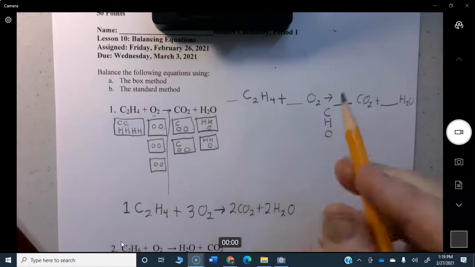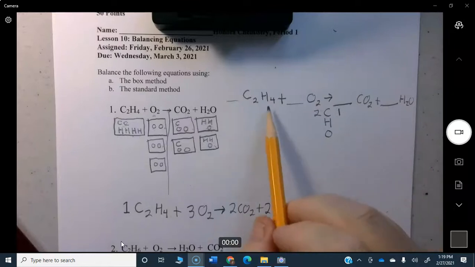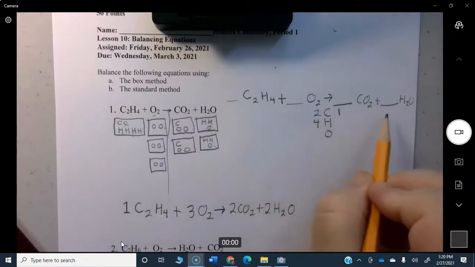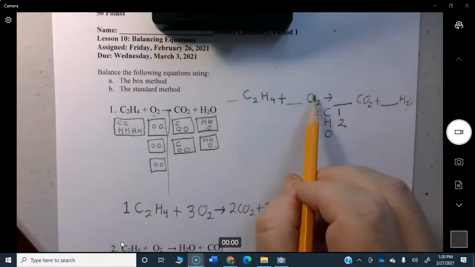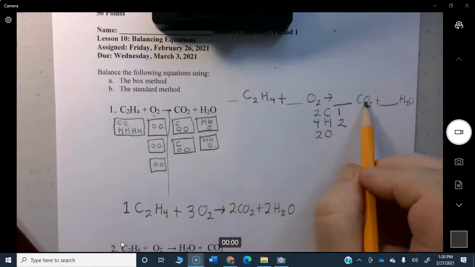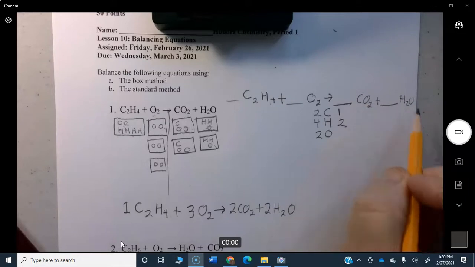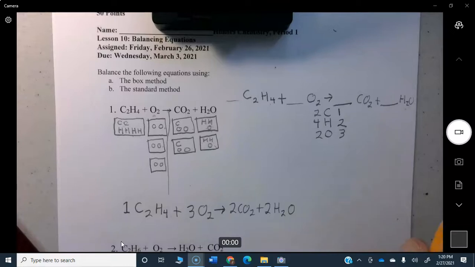So I have 2 carbon on this side, so I put a 2 there. And I have 1 carbon on this side, so I put a 1 there. Hydrogen, I have 4 on this side. I have 2 on this side. And oxygen, I have 2 on this side. And over on the right, I have 2 right here plus another 1 there. So 2 plus 1 is 3. All right, so now what you need to do is make these numbers balanced. You have the same number of carbons on both sides, the same number of hydrogens, the same number of oxygens.